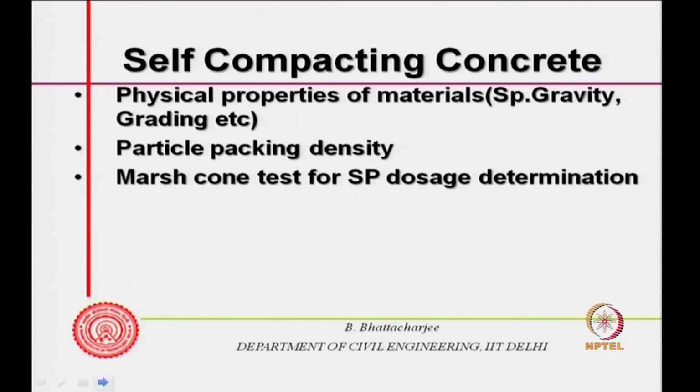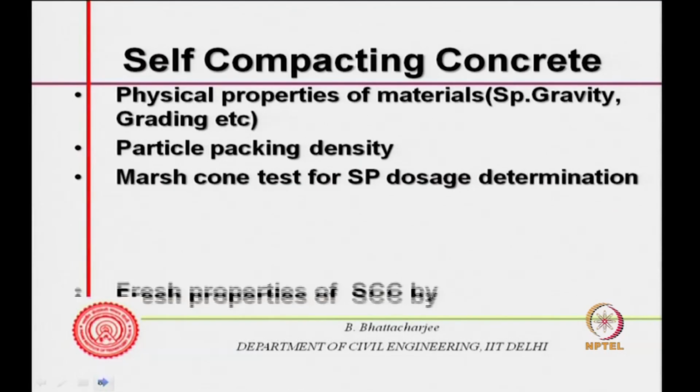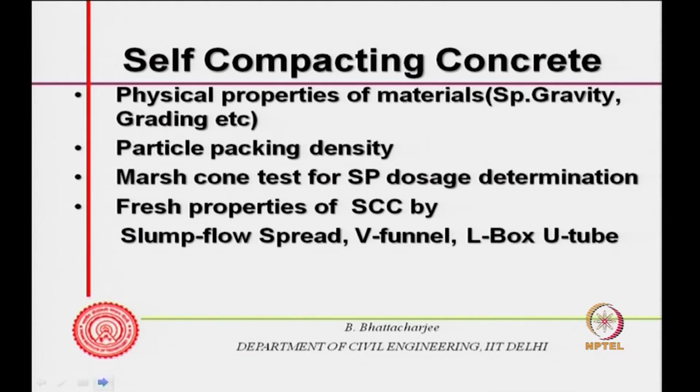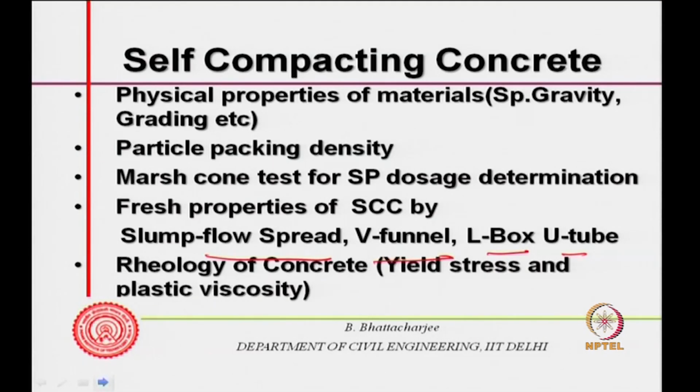You might do the same Marsh cone test to determine the optimal superplasticizer dosage. Fresh properties of self compacting concrete we measure not by the conventional slump test, etc., but by slump flow spread, V funnel test, L box, U tube. We will discuss some of them. Measuring yield stress and plastic viscosity would of course be good if we can do it, but at the moment this is still in a developmental stage.